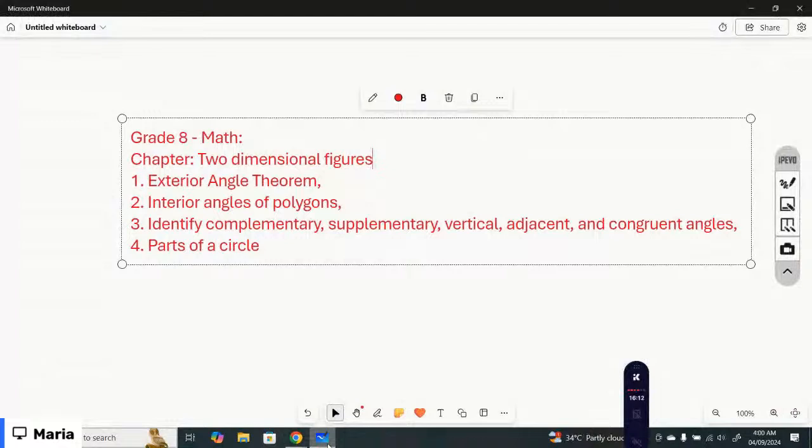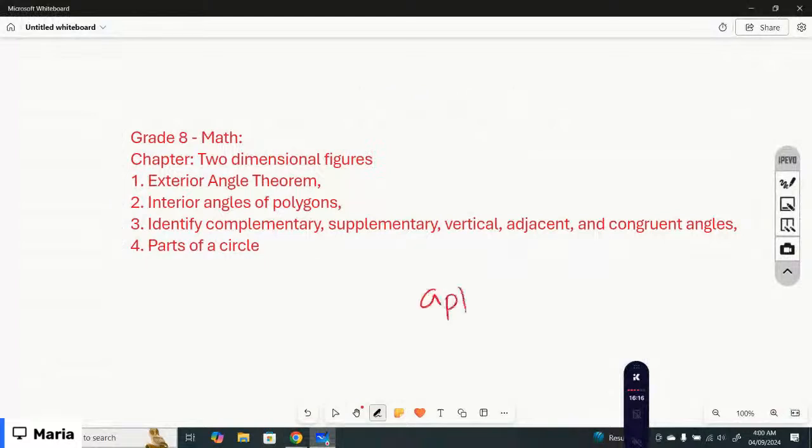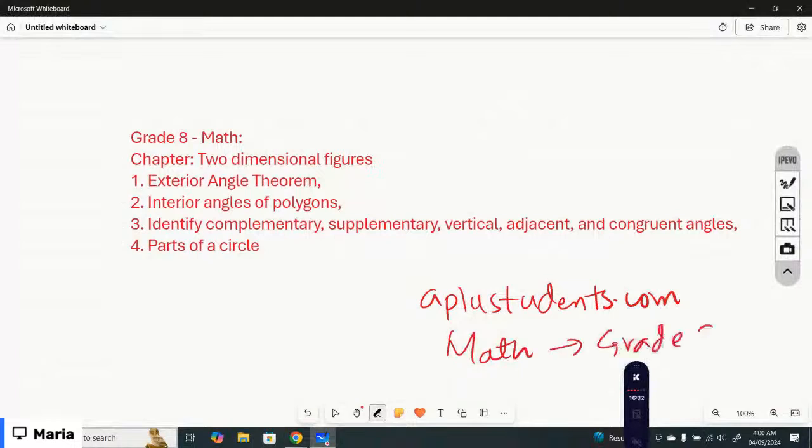We are here for grade 8 math. You can find all the lessons on aplusstudents.com. You have to log in there using your email address and password as provided by the administrator. Then you have to select math from the subject tab, scroll down to grade 8 math, and then click on view all lessons. There you can find a list of the chapters.